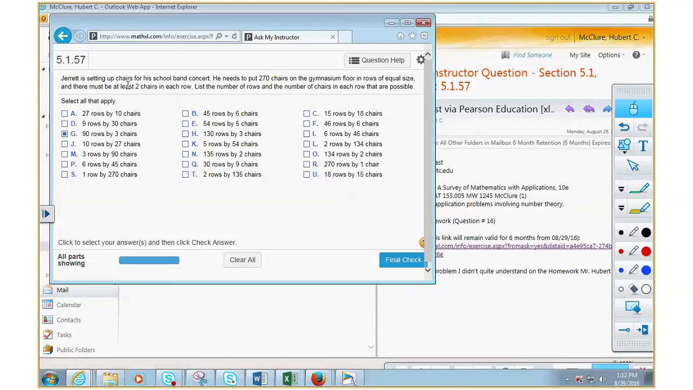Jarrett is setting up chairs for his school band concert. He needs to put 270 chairs on the gymnasium floor in rows of equal size, and there must be at least 2 chairs in each row.